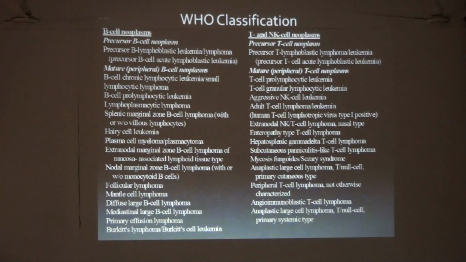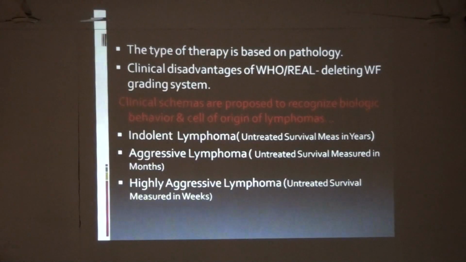According to the WHO classification, the lymphomas are divided into two categories of B cell lymphoma and T cell lymphoma. There is a big list. However, the type of the therapy is based on the pathology.